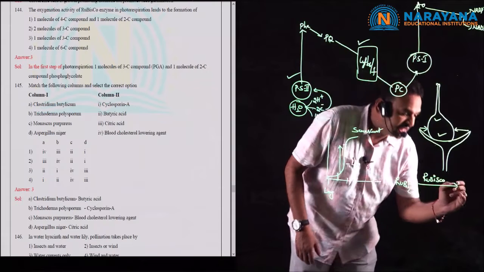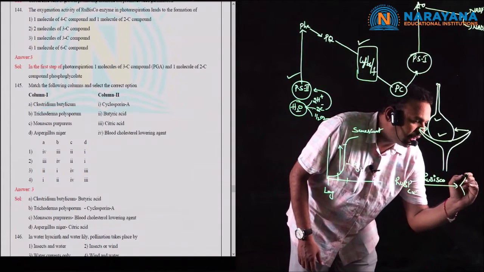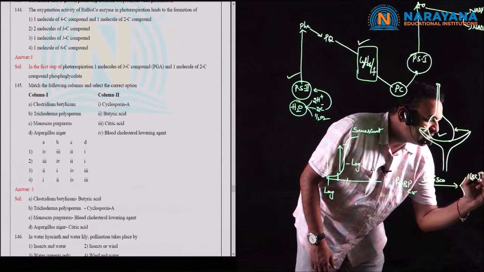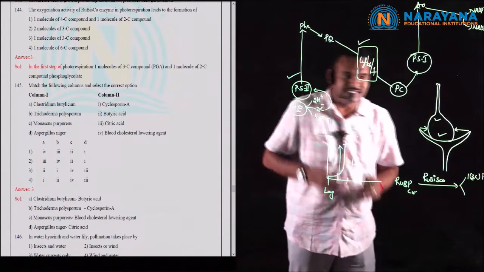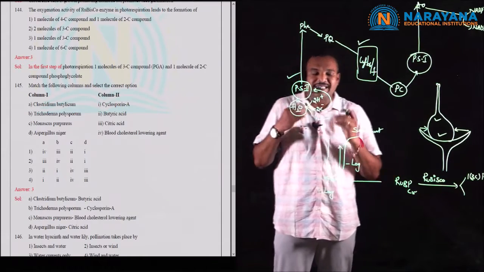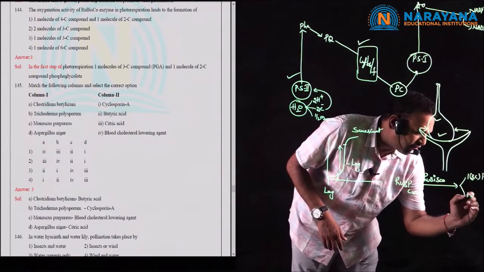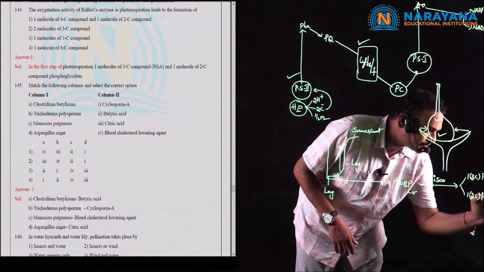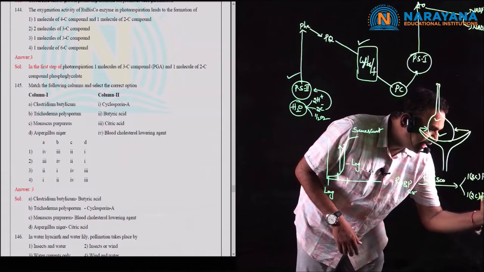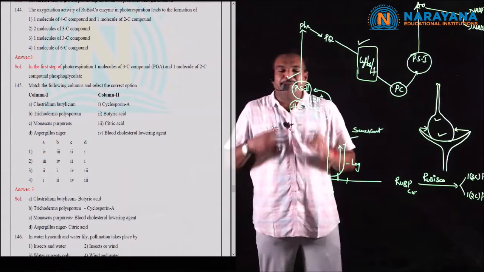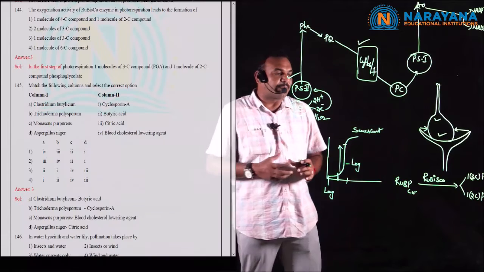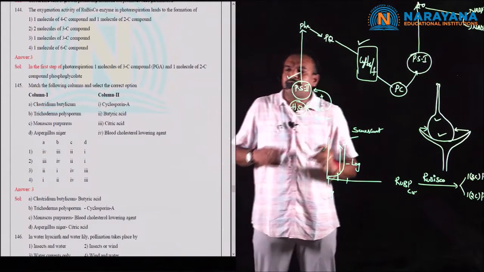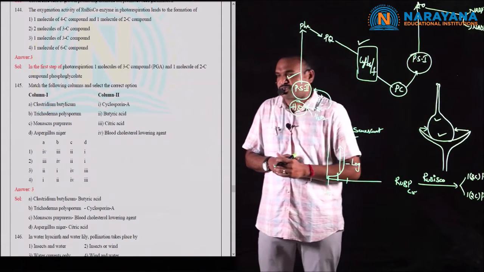During this process, it produces one molecule of a 3-carbon compound, that is PGA, phosphoglyceric acid or phosphoglycerate, and one molecule of a 2-carbon compound, that is phosphoglycolate. That means these two are produced, and see here, one molecule of a 3-carbon compound and one molecule of a 2-carbon compound is produced.